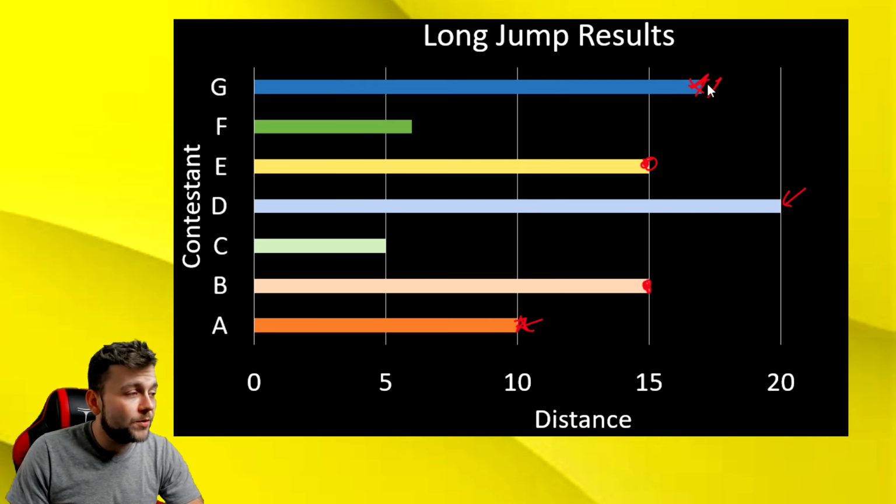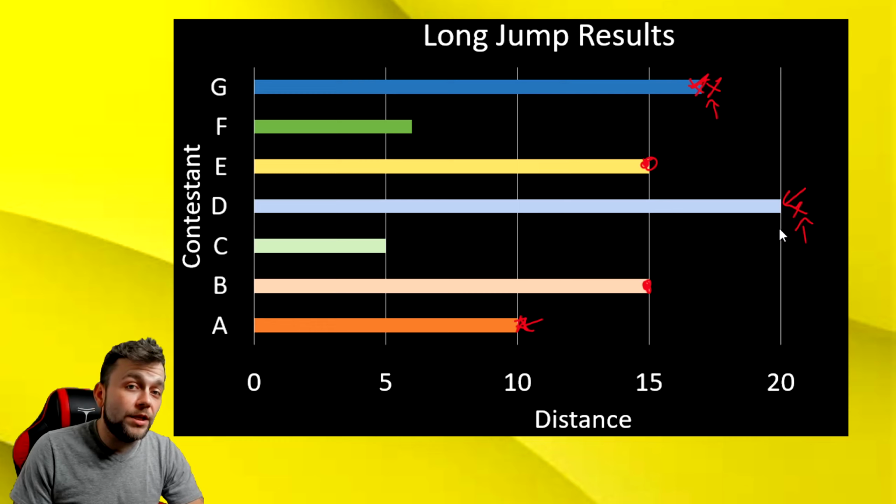So we'll put an X right here. Contestant G jumped farther than 15 feet, and contestant D jumped farther than 15 feet. However, I'm not going to put an X on the yellow bar or this tan bar, because they didn't jump farther than 15 feet. They just landed right on it. So we've put our marks down here and here. That question is now complete, and we'll move on to the next question.